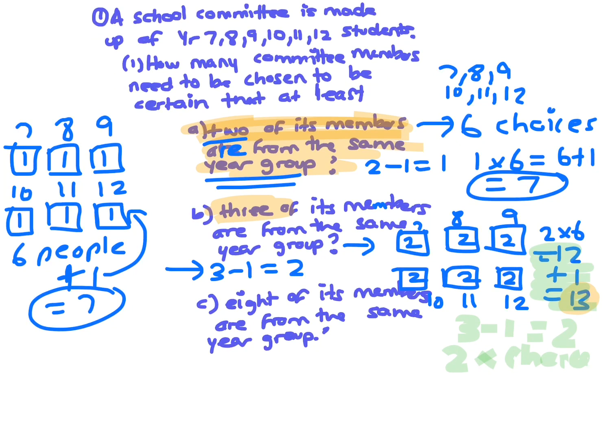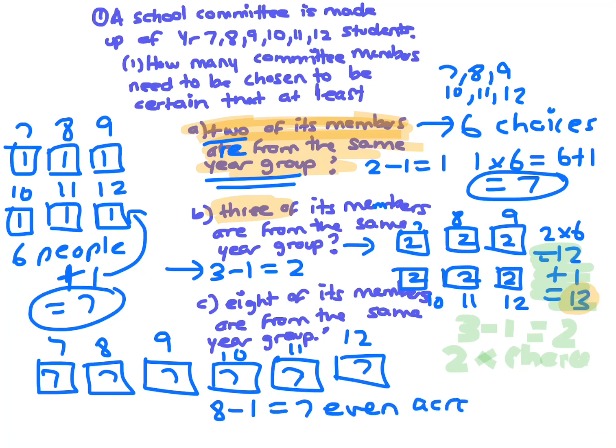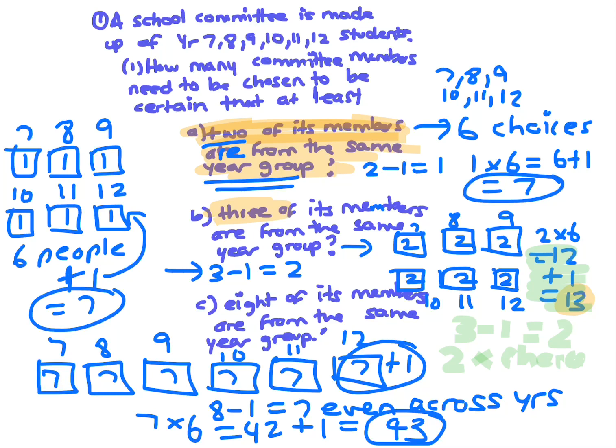So if we want at least 8 members from the same year group, you have 7, 8, 9, 10, 11 and 12. So that means if you take 8 minus 1, you'd have 7. You put 7 from each year group, so you spread it evenly across the year groups. Okay, and then you've got 7 lots of 6, which is 42. And then 42 plus 1 will give you 43. So you would have to make 43 choices before you would guarantee that at least 8 of them would be from the same year group.